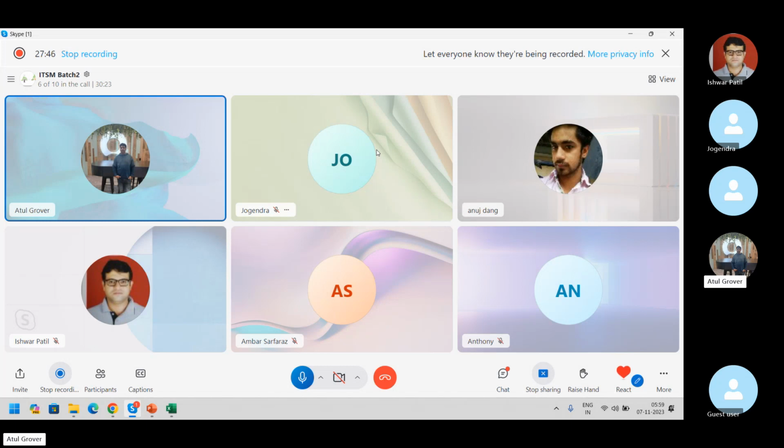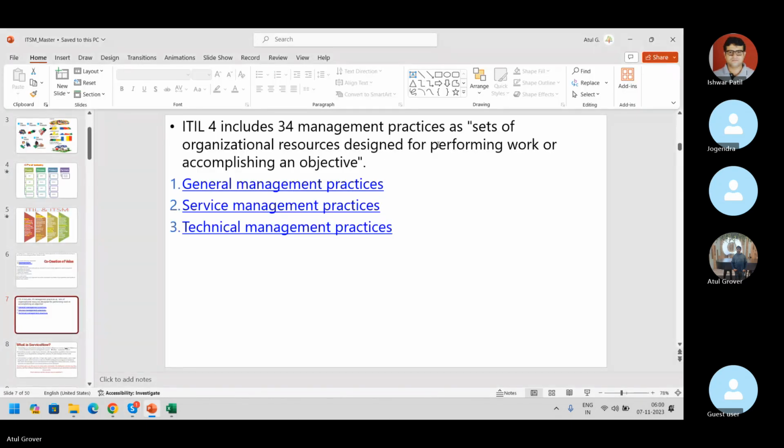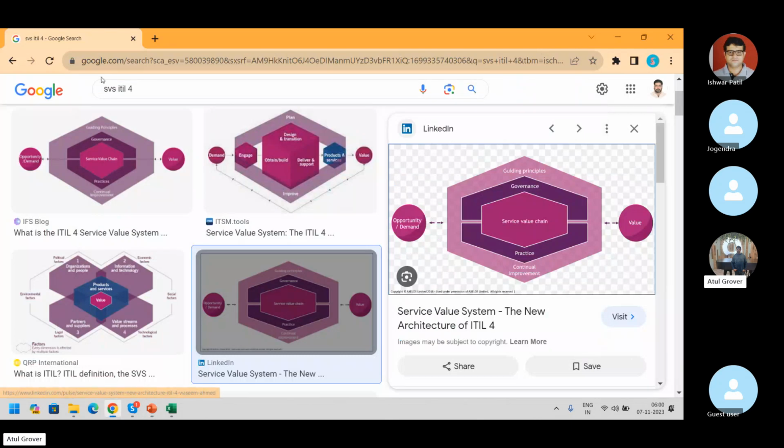Then they changed the format. They said, let's remove this industry and say Atul is a Java resource. Now, if there is a demand for a Java resource in any industry, either financial, insurance, telecom, fleet, transportation, dairy products, anywhere, we can deploy Atul. This is what the practice says. Total 34 practices are given by ITIL under three major sections: general management, service management, and technical management.